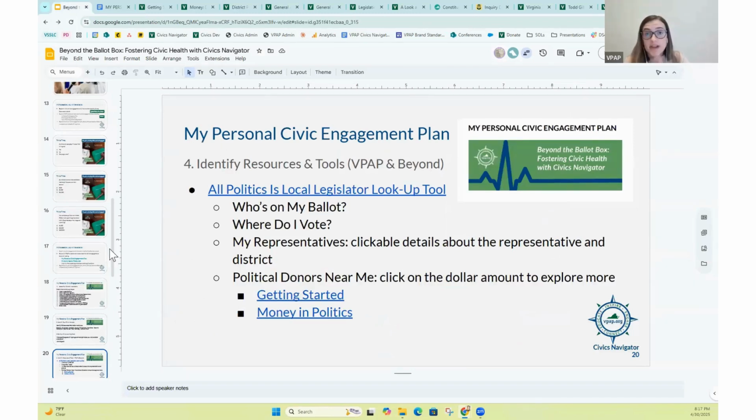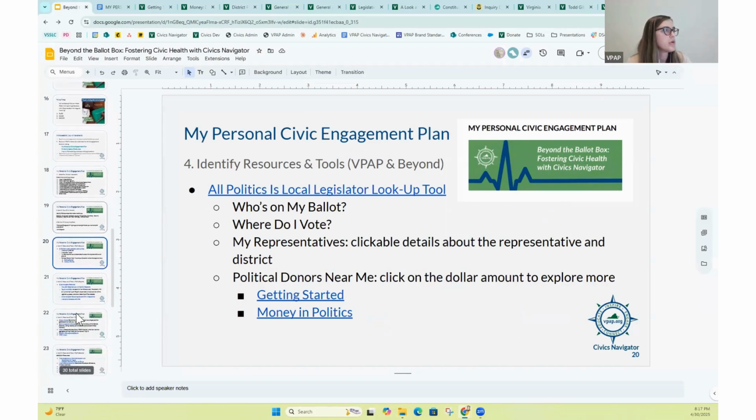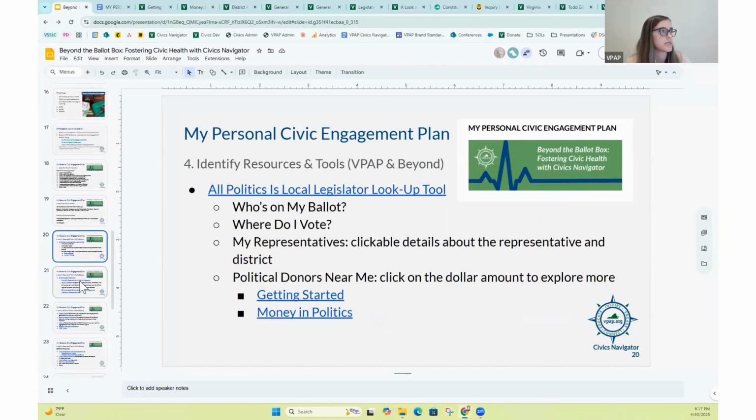All right. So that is the very first step. So if you're working with learners, constituents, members of your organization, I would start there with the All Politics is Local lookup tool and begin to do some discovery. And I'll give you some inquiry instructional approaches to pair with that in just a moment once we get through our resources.